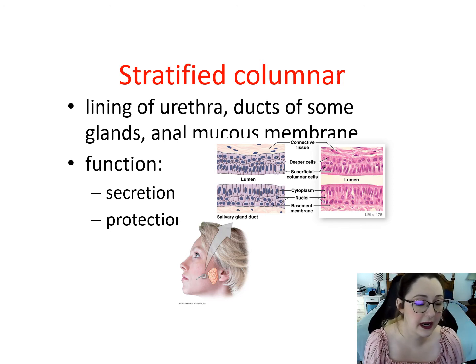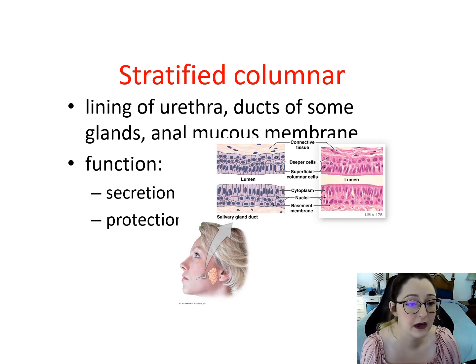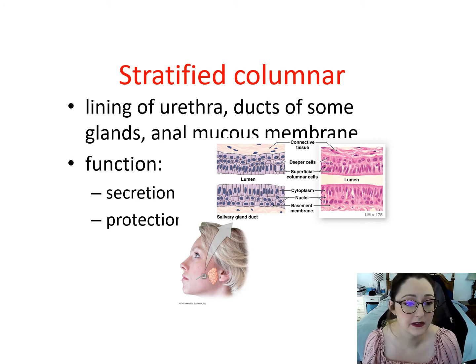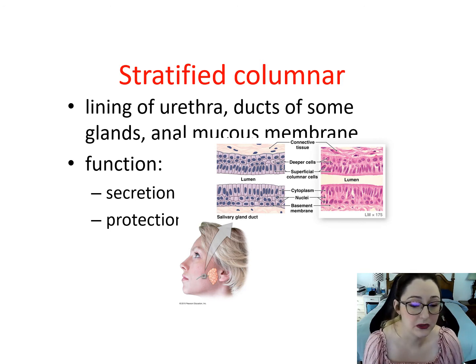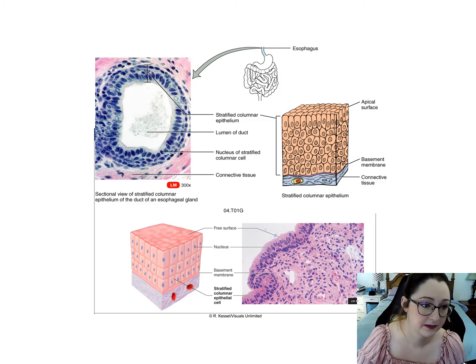So here we have a stratified columnar, so layers, actual layers of columnar cells. You're going to find these in the lining of the urethra, ducts of some glands, and then in the anal mucous membrane. And the function is for secretion and protection. And then here we have these lovely slides.